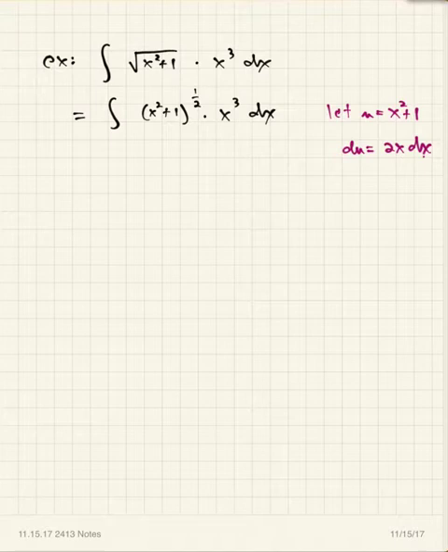So what do I do here, right? That's what I've got to figure out. Well, let's first concentrate on getting that du in there. That du needs to be 2x dx. So I can manipulate this integral to do that.